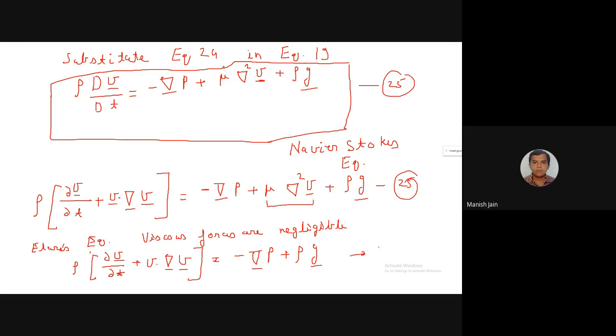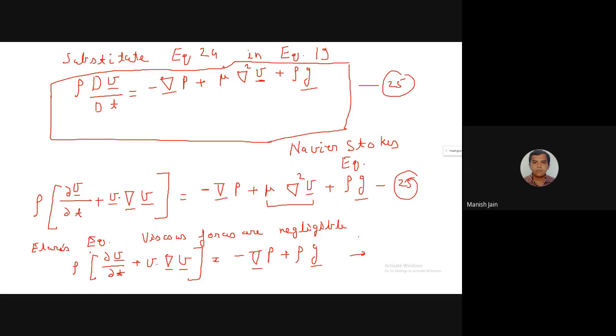This is used when you have potential flow. When the flow is happening inside a channel where the width of the channel is very huge, the viscous forces are very negligible. Or you are solving the problem for gases in vacuum, and when the viscous forces are negligible, then you can directly use Euler's equation.